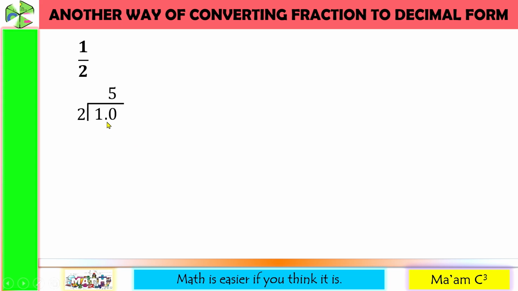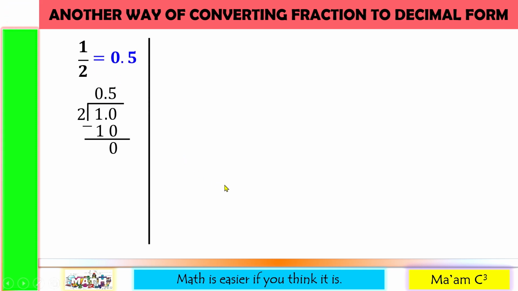Now, don't forget to write the decimal point. Align it here with this decimal point here. So we'll put decimal point here. 5 times 2 is equal to 10. Let us subtract. 10 minus 10 is equal to 0. That is our objective, to make this equal to 0. Since, again, there is no number in front of the decimal point, we're going to add 0. So 1 over 2 is equal to 0.5.